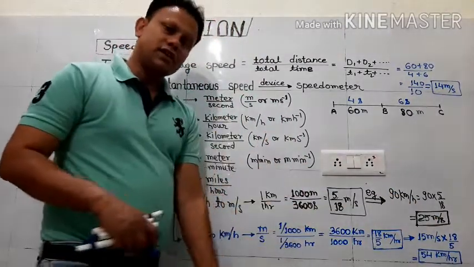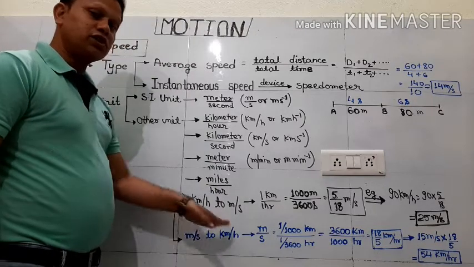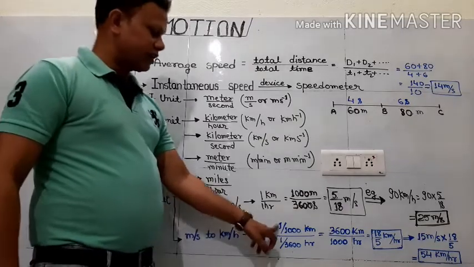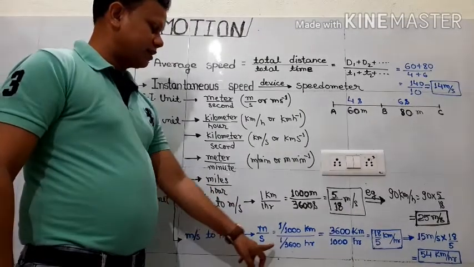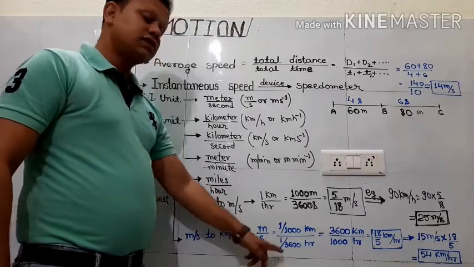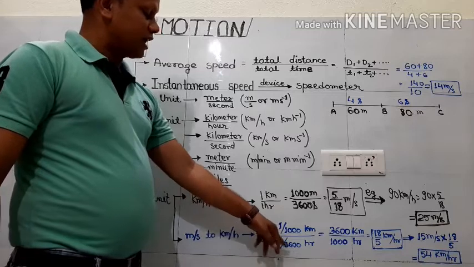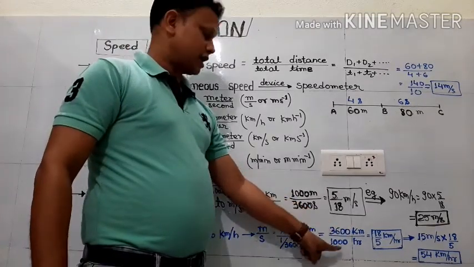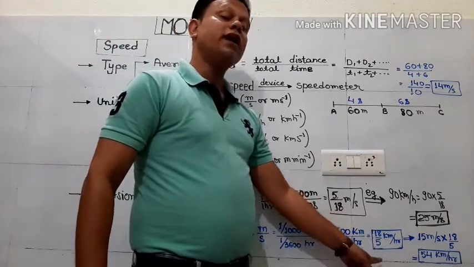Now vice versa. If we are interested to find out a meter per second speed in kilometer per hour, then what to do? For 1 meter we can write 1 by 1000 kilometer, and for 1 second we can write 1 by 3600 hours. When we calculate this fraction by fraction, we get 3600 upon 1000. So the conversion factor is now 18 by 5.